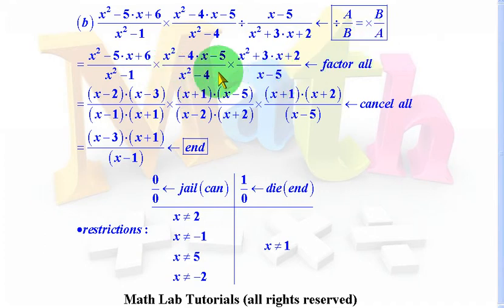Now that we have nothing but multiplication, the idea is to factor all the quadratics. This is a quadratic, quadratic, quadratic. This can be factored, that can be factored, and of course that's linear, so you just leave it alone. This is an easy one to factor. It factors as x minus 2, x minus 3. That's difference of squares factoring.